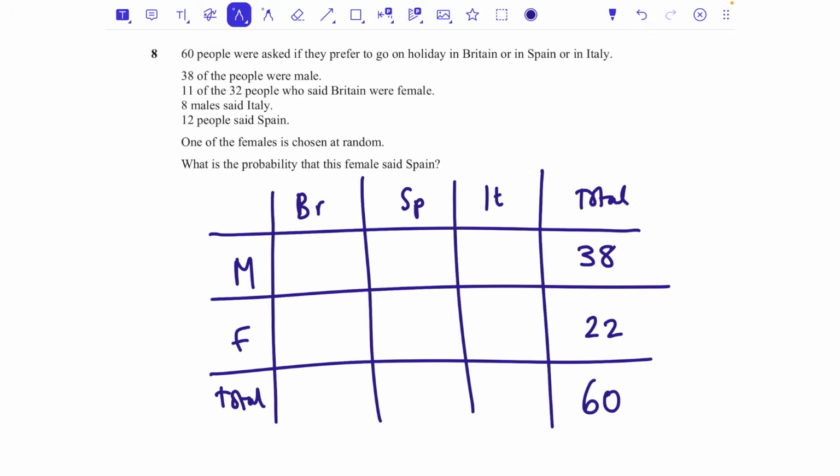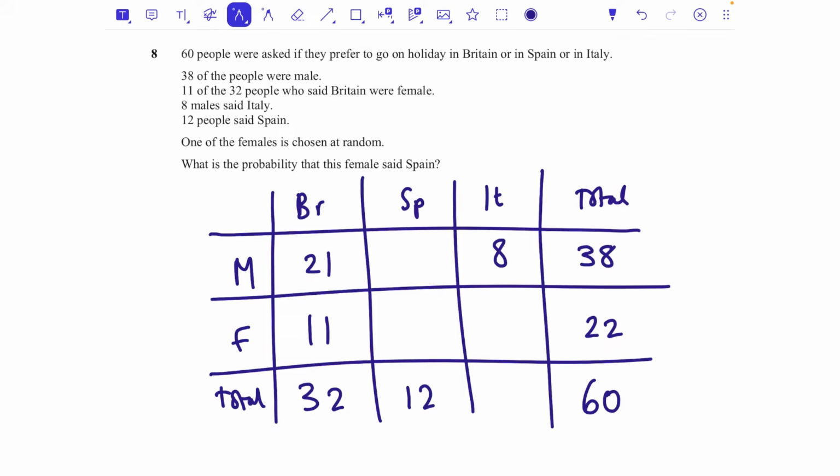11 of the 32 people who said Britain, so 32 people said Britain, and 11 of them were female, which means that the rest of them, 21, must have been male, because we know that the males and the females need to add up to make 32. 8 males said Italy, so we can put those 8 there, and 12 people said Spain, so that goes down at the total there. One of the females is chosen at random. What's the probability that that female said Spain?